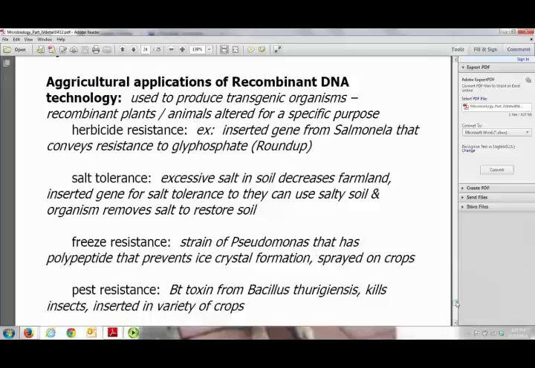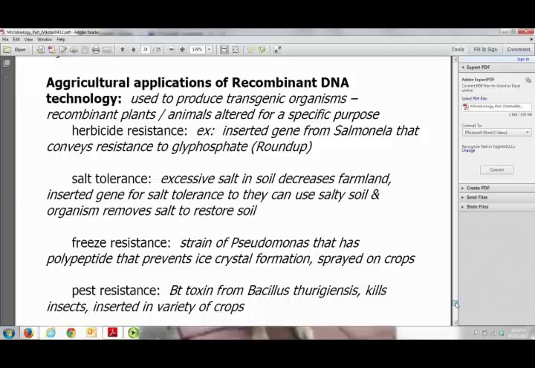We've made organisms that have salt tolerance. Excessive salt in the soil can decrease the farmland, and if you insert a gene for salt tolerance, those organisms can use the salty soil, and the organism can actually end up removing the salt to help restore the soil to be used for other things.